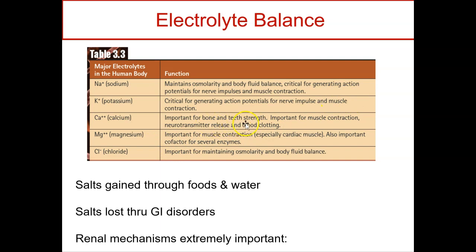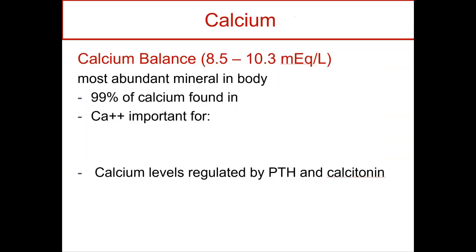We know we need it for bone density, our strength of our teeth. It's critical for muscle contraction. It removes the TT complex, so muscles would contract. It's critical for blood clotting, and we need it to release all those neurotransmitters. They won't be released at the synapse unless calcium enters.